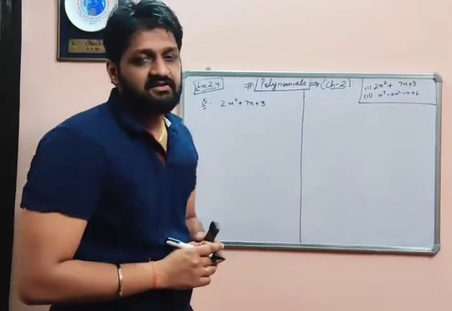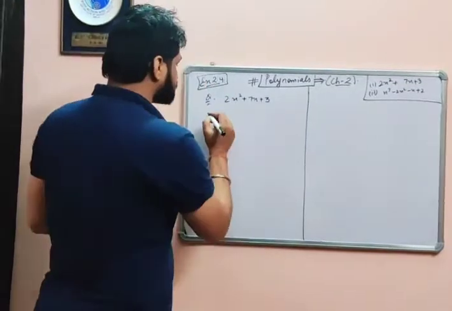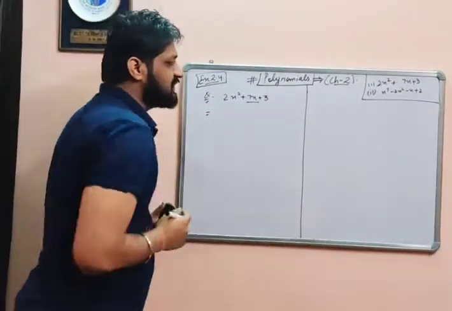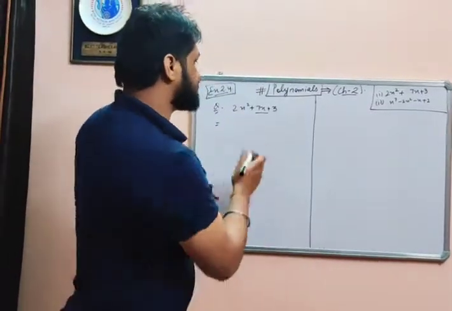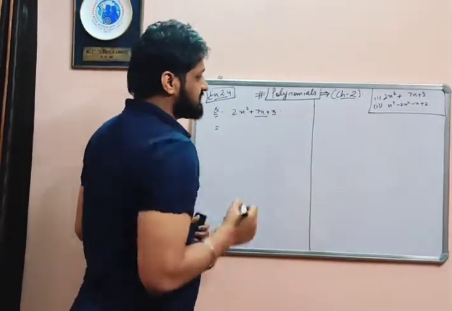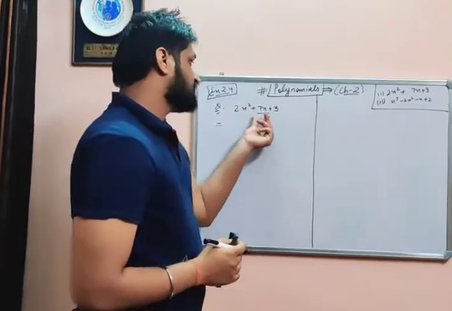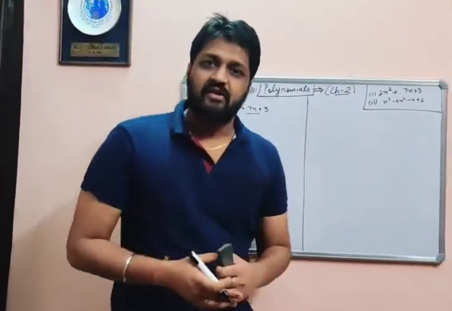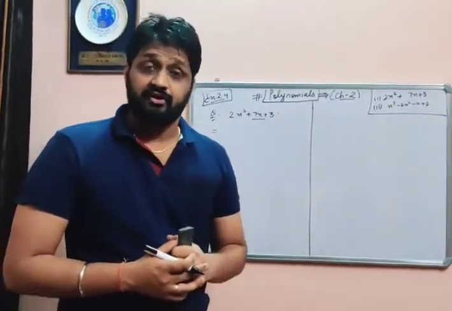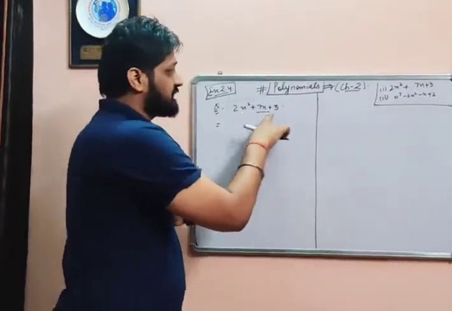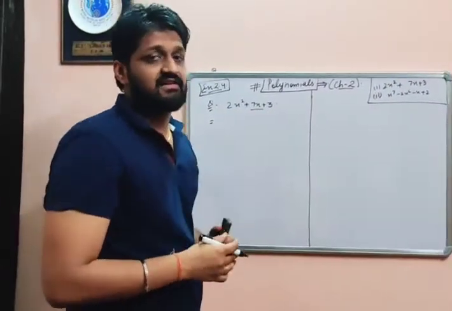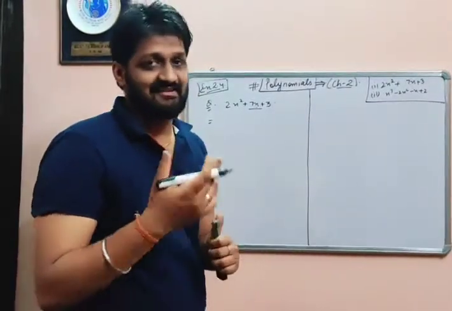Now find the factors by splitting the middle term. Here the middle term is 7, and how can we find the factors by splitting the middle term? This is the first term, this is the middle term, and this is the last term. We have to split the middle term in such a way that we obtain the product of the first term and the last term. First term is 2x square, last term is 3. So we have to find the product of 2x square and 3, that is 6x square.